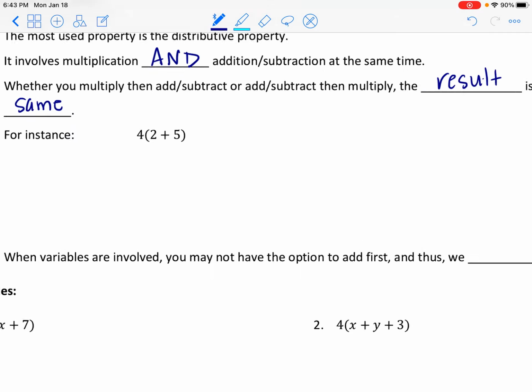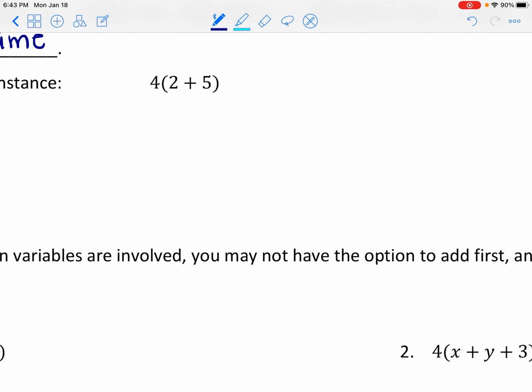So for example, let's say we're looking at a problem like 4 times (2 plus 5). So there's multiplication, that's what's implied with the parentheses here, but inside the parentheses we have addition. So according to this property, if we added first, let me organize this better, sorry. If I decided to add first, then inside of the parentheses I would have 7, right? So 2 plus 5 would make 7. And then I multiply, I'm going to end up with 28, okay?